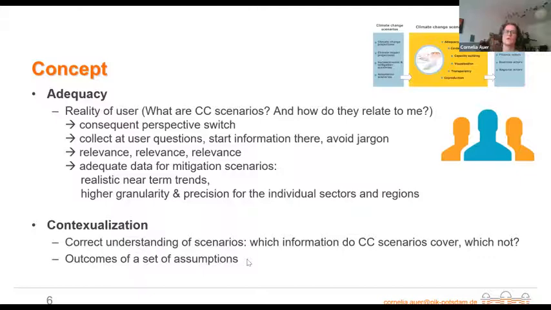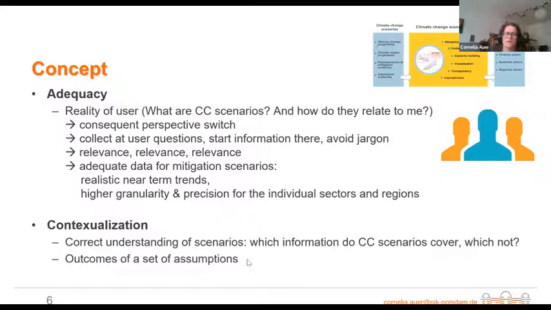So the first pillar we saw is really adequacy. So the service needs to provide adequate information, meaning it touches the reality of the user. It shows what climate change scenarios are and how they relate to the reality of the user. And like this, the information has to be provided by a consequent perspective switch, starting at the user questions and avoiding scientific jargon. And one important feedback that we received from our stakeholders is that this service and the provided information needs to be relevant to them. It's really important that there is adequate data there.